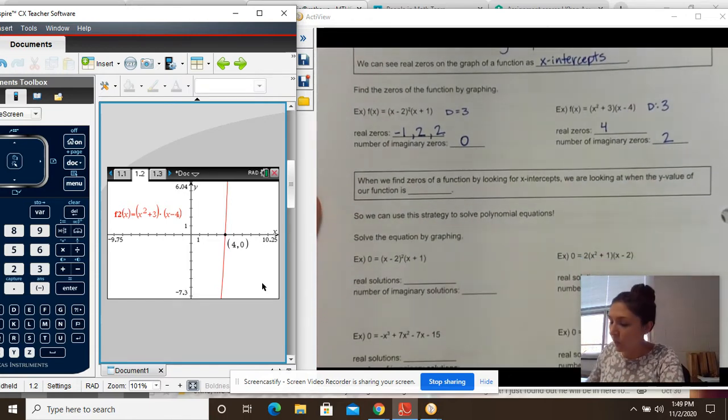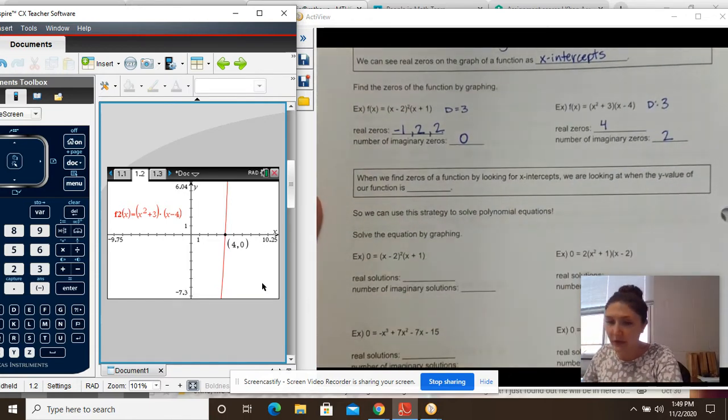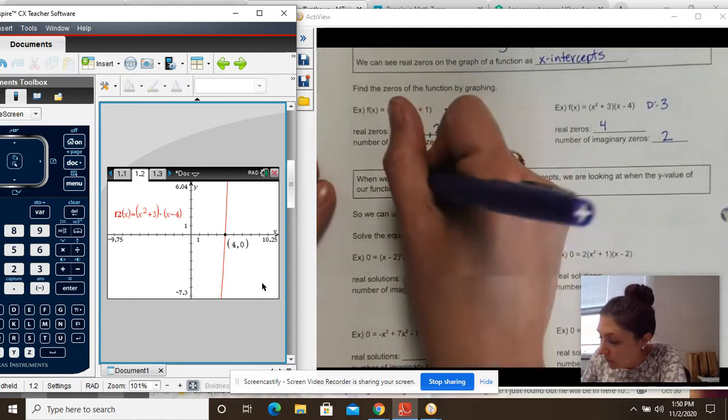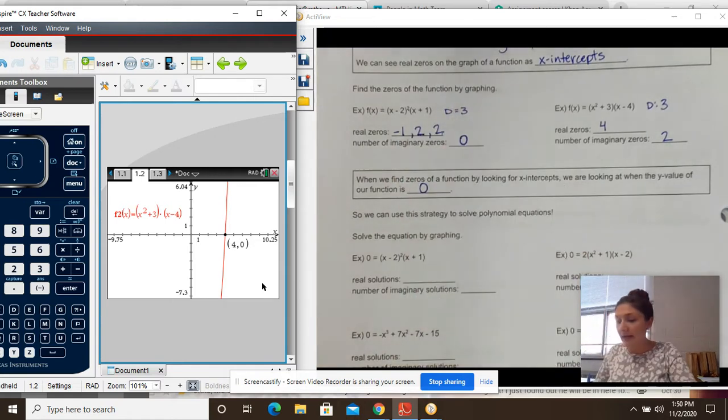So when we find zeros of a function by looking for x-intercepts, they're called zeros because what we're actually looking for is the value of x that makes the y value, makes the function value, 0. That's an x-intercept, when the y value is 0. And when the y value is 0, we say that the function value is 0. So this is why we're able to use those x-intercepts to help us solve our polynomials.